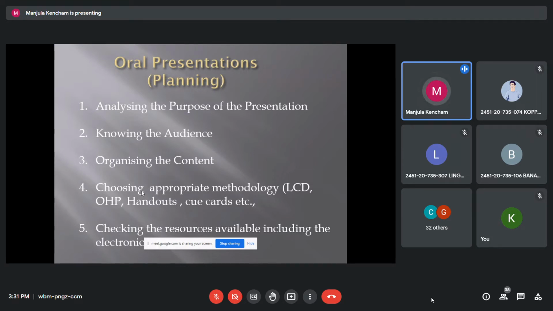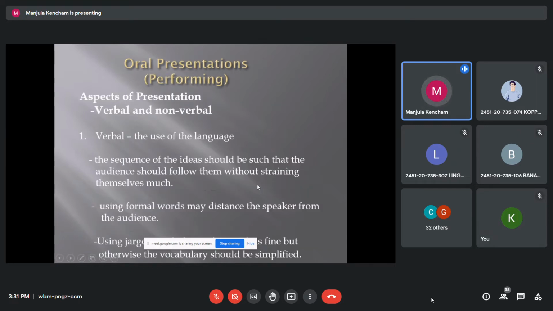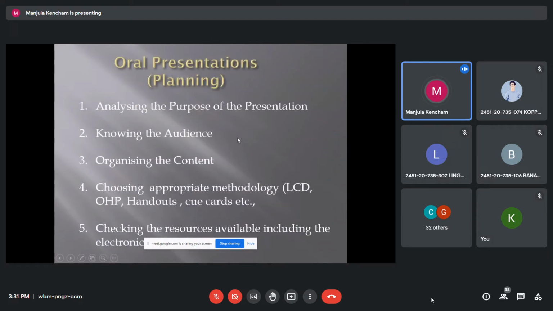Cue cards are something I would be using as a presenter for myself, where it gives me a lead to go about with my presentation. Checking the resources available for presentation. Where is it here? The first one. Checking the resources available, including the electronic equipment. Whatever is available, is it functioning, etc.